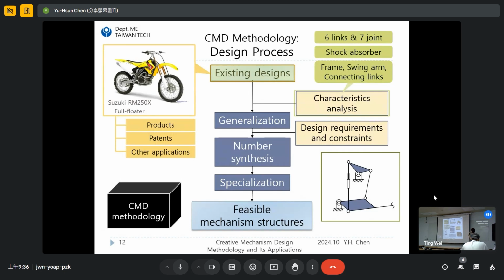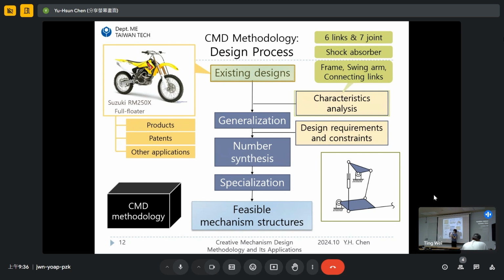So what kind of existing design do we generally search? For example, products in the market, maybe the patents, and sometimes we also survey the literature, like published papers or other kinds of designs. Okay, and once we get the existing design, here the characteristic will be analyzed.